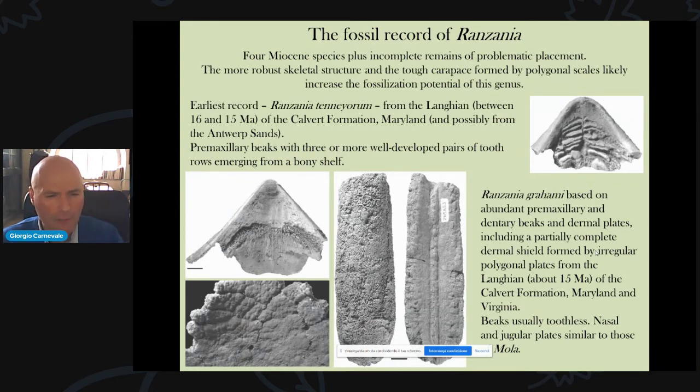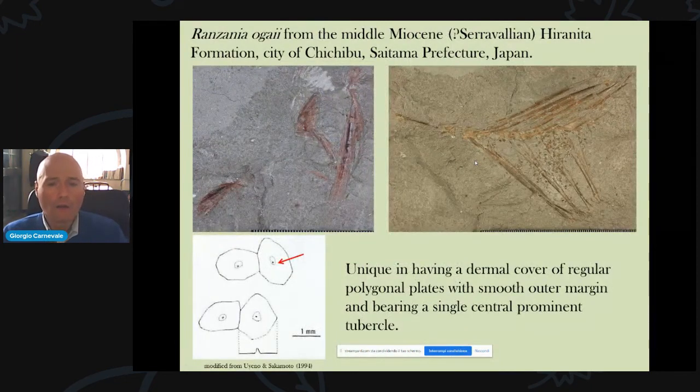In general, the beaks and the dermal plates are very similar to those of Mola, but we know an almost complete dermal shield, which is formed by very thick irregular polygonal plates, and this is a typical Ranzania carapace. So it was a very large species, which in many ways resembled Mola, but showed some other features which are unquestionably indicative of their belonging to the genus Ranzania.